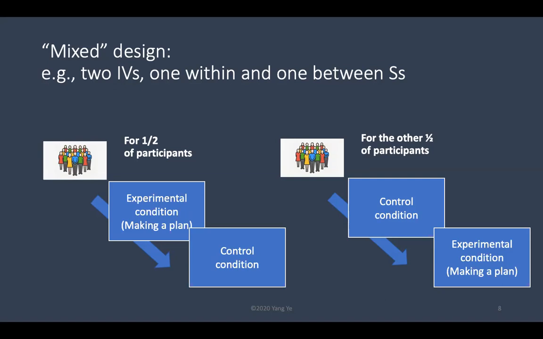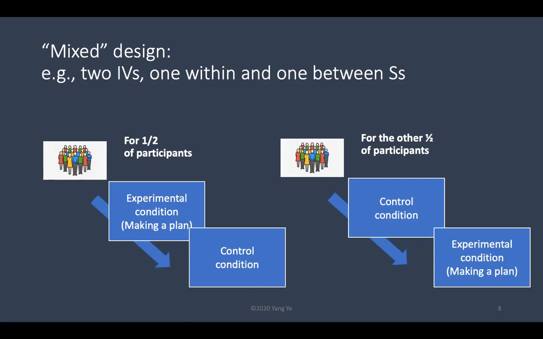So if that's the case, you keep making a plan as the within-subject factor, but you counterbalance the order between the two conditions. For half of the participants you have one order, and for the other half you have the other order. In this way, say you have 100 participants, you still have 100 participants per condition.